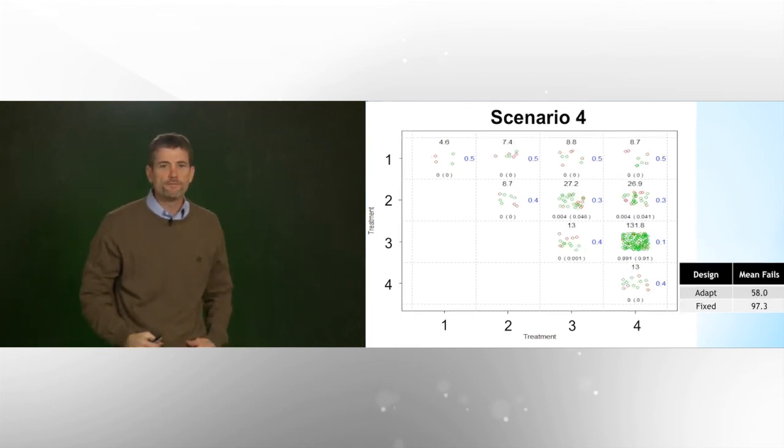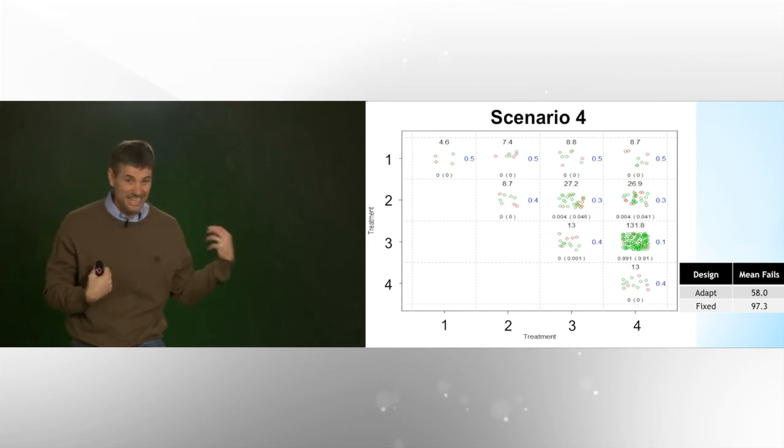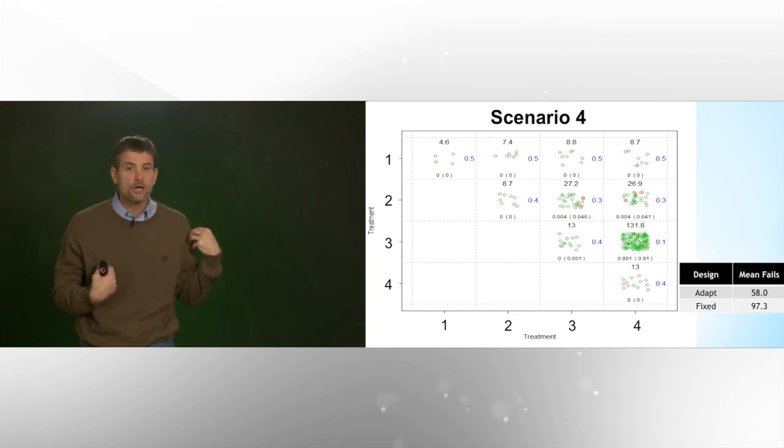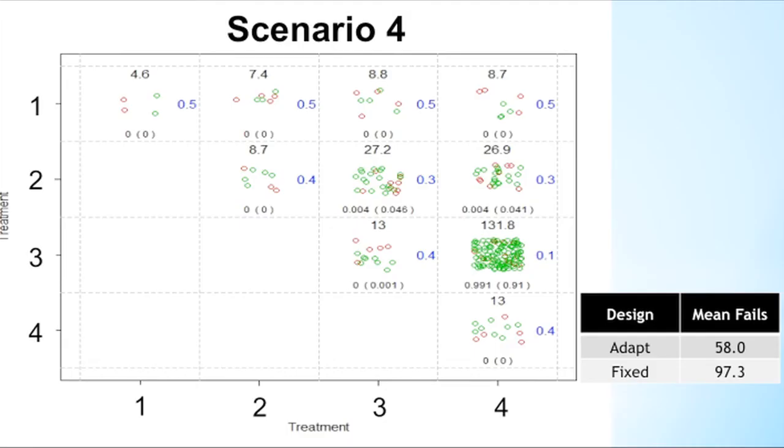In scenario 4, the 3-4 is even better, and in fact, 1 is detrimental in this case. We put far fewer patients on 1. We put 131 out of 250 on 3-4. We learned very, very quickly that's where it's at. The number of patient difference is almost 20% failure rate reduction by using this particular design.